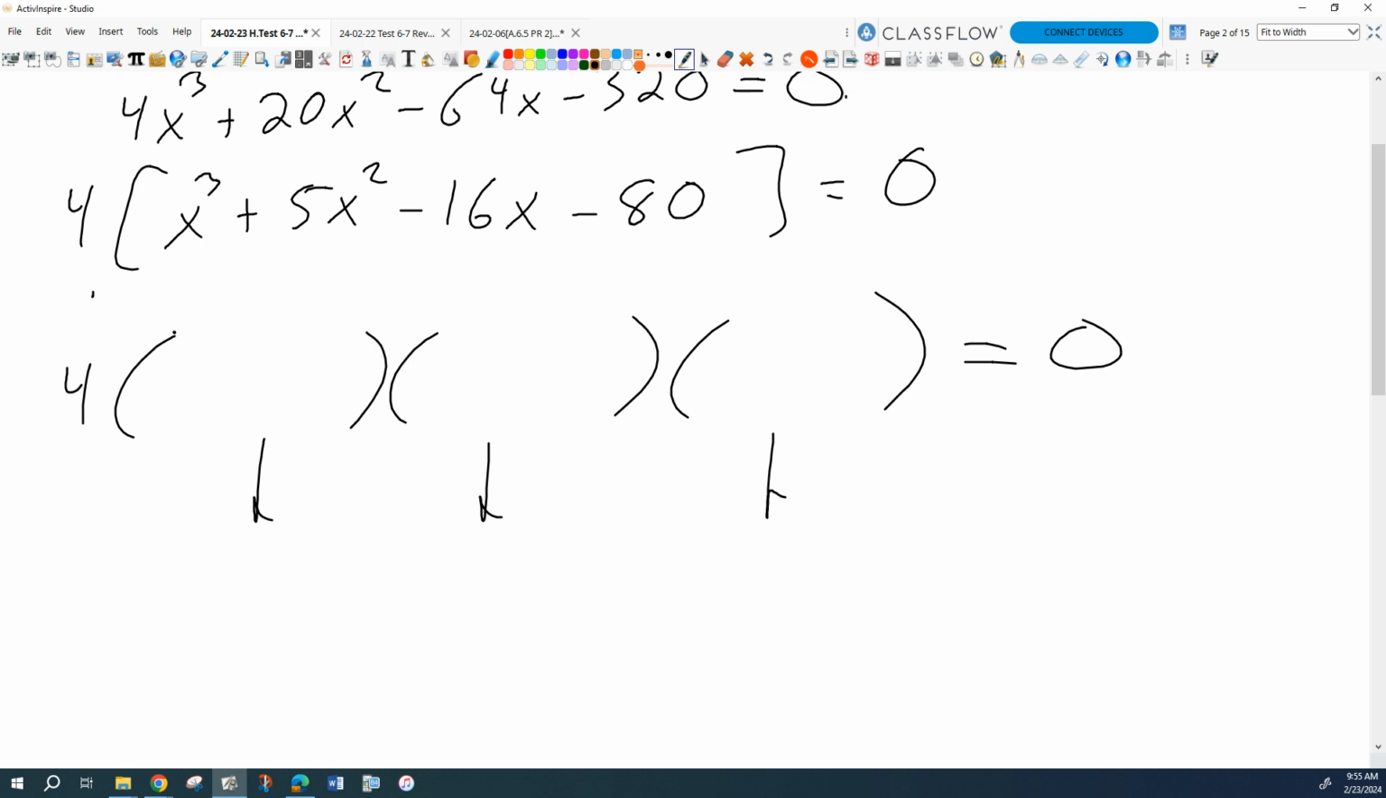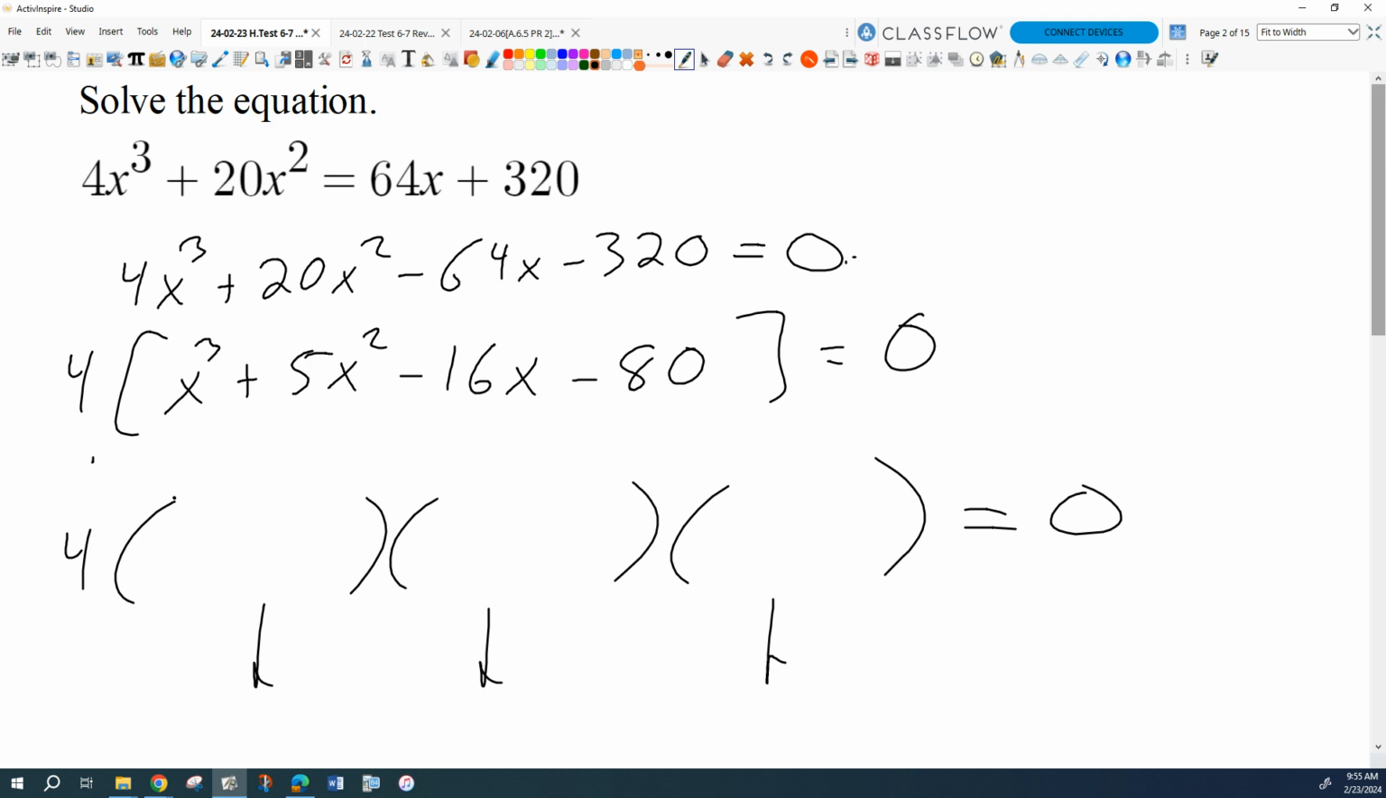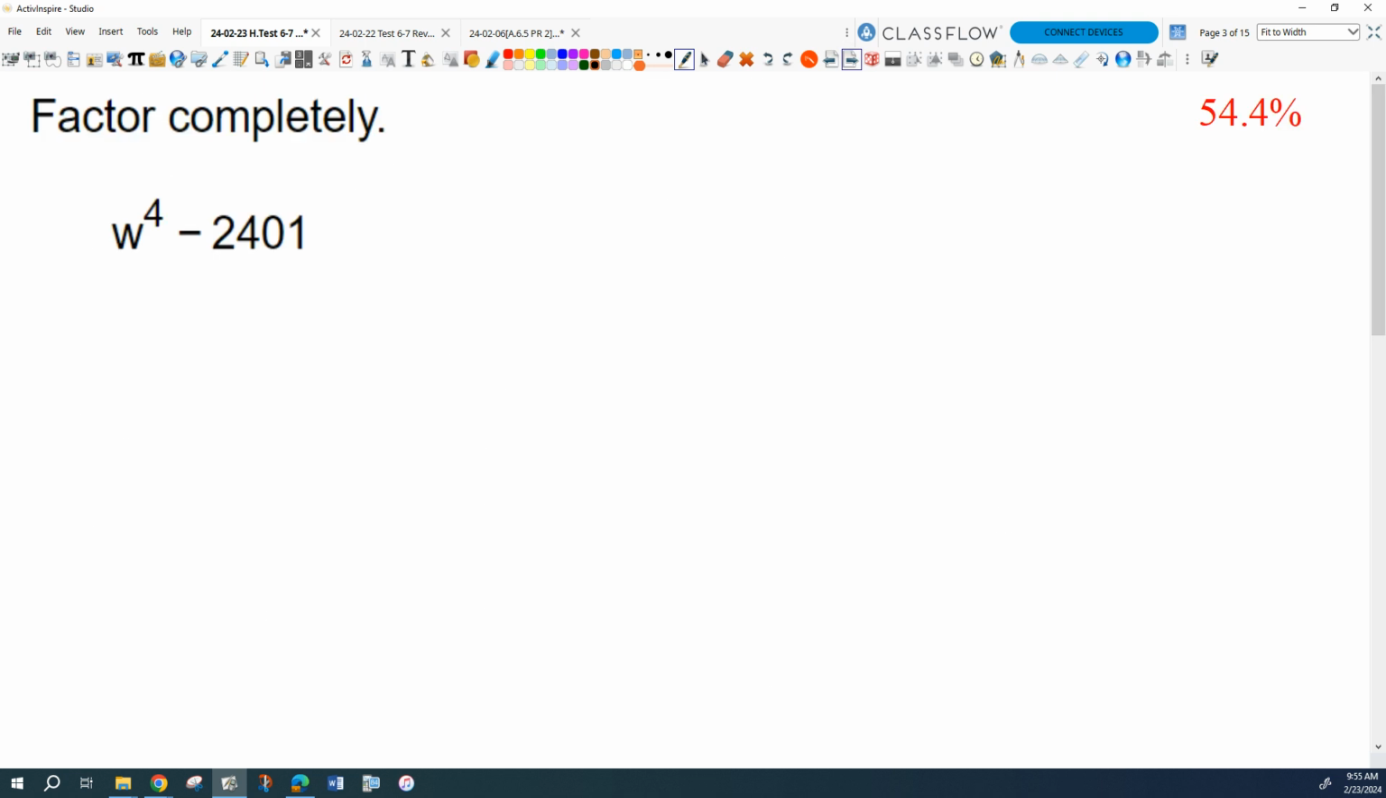All right. How about something like, oops, that guy. Okay, factor completely. Again, that's probably a little low, right? We can do better than that. What do we do here? What are you thinking? That's a big number, 2401. But what's the first thing we probably want to see about that number on your scientific calculator?